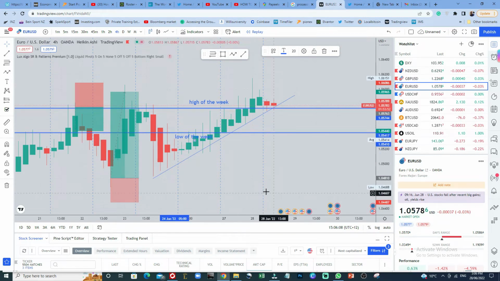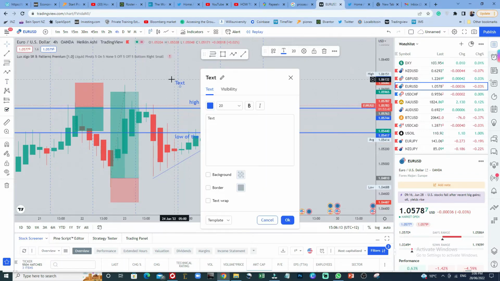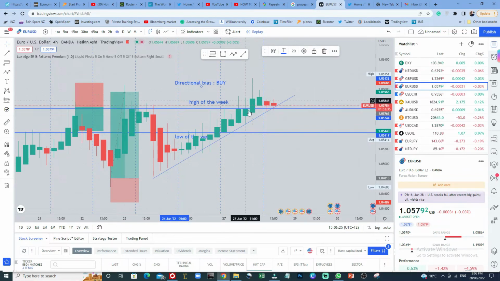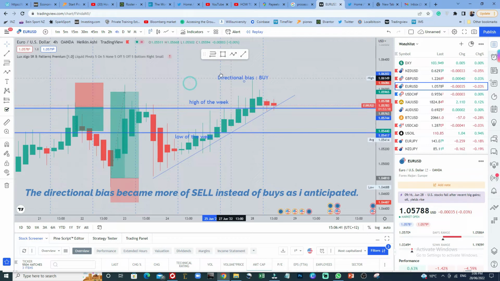Then next, what you do is look for the directional bias. The directional bias on the week is what? Is buy. I'll explain why it's buy. Because this candlestick crosses the line of the high of the week, and you can see a clear break and another candlestick on top. So it means that the market might be seeing more buys this week.